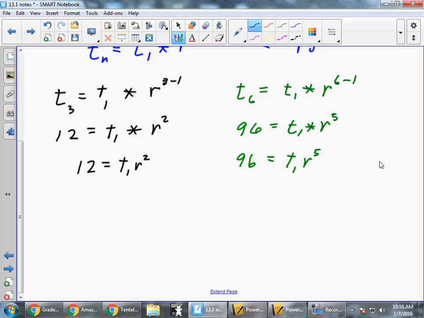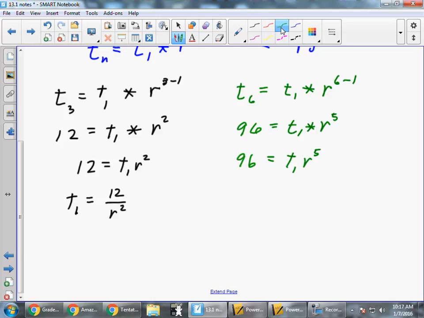In each case. So here, in the black version, what would T sub 1 equal? So we could say T sub 1 equals 12 over r squared. He divided both sides by r squared. Is that legal? Yes. In Oregon. Good answer. Gosh, I feel sorry for you all. They're legalizing everything around here.